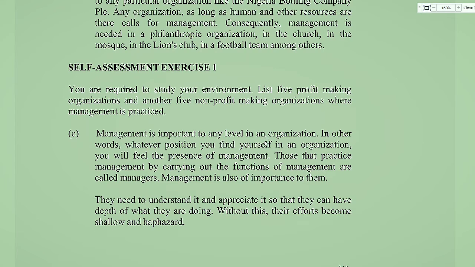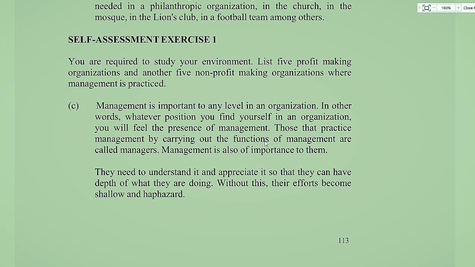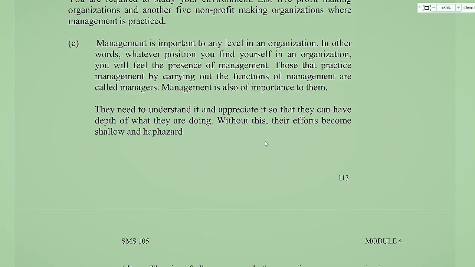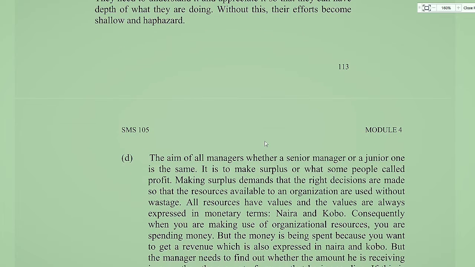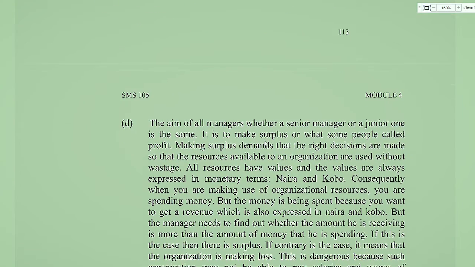C. Management is important to any level in an organization. In other words, whatever position you find yourself in an organization, you will feel the presence of management. Those that practice management by carrying out the functions of management are called managers. Management is also of importance to them. They need to understand it and appreciate it so that they can have depth in what they are doing. Without this, their effort becomes shallow and haphazard.